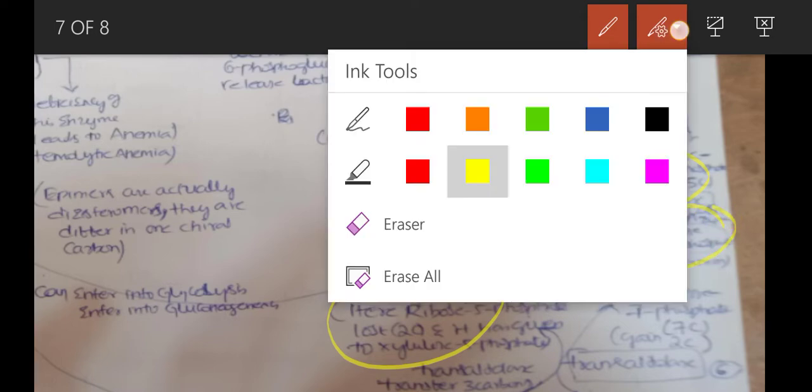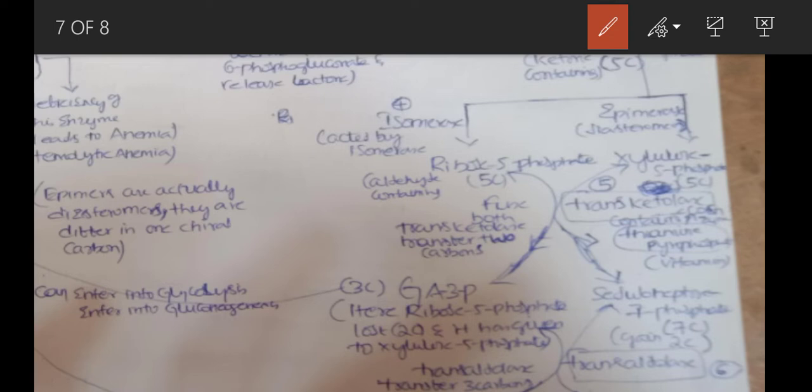One more important thing I forgot to discuss: this transketolase enzyme will not act by itself. It should contain a coenzyme called thiamine pyrophosphate. The thiamine pyrophosphate vitamin should be present as a coenzyme to the transketolase. This is very important, otherwise it cannot act. So in the presence of transketolase, these 2 compounds will react with each other, and transketolase will transfer 2 carbons.